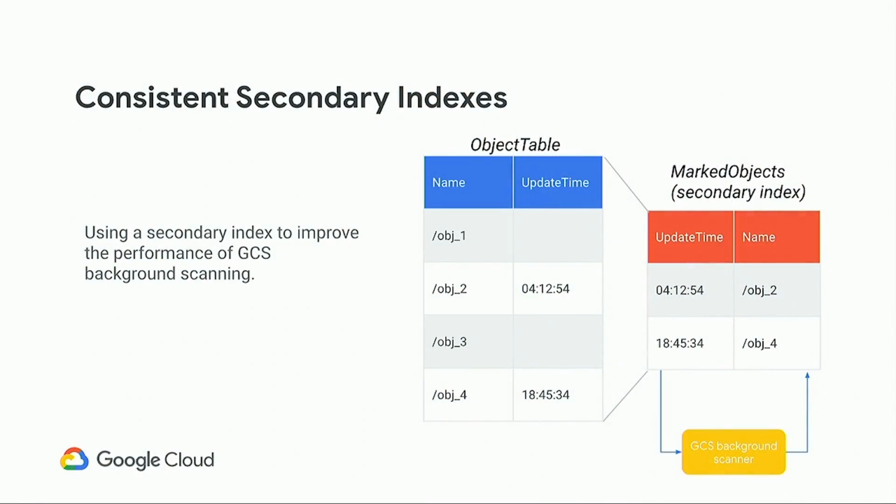So here's my third example: we're using secondary indexes within GCS. The way that we take advantage of secondary indexes is to optimize the performance of our background scanners. It's fairly common for storage systems to have background scanners, and what these typically do is maintenance operations. You might have a scanner that's running over all of your metadata periodically and doing maintenance on the data that's represented by that metadata.